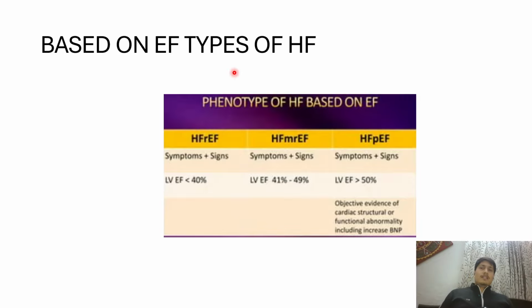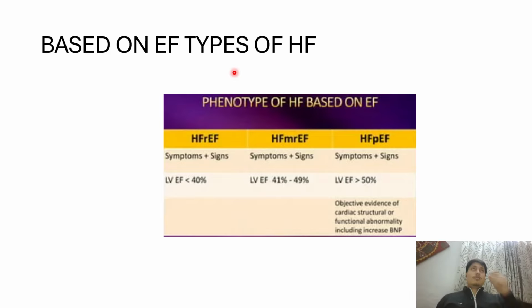Based on the ejection fraction, heart failure can be divided into three. One is HFrEF, second is HFmrEF, and third is HFpEF. HFrEF is reduced ejection fraction, HFmrEF is mildly reduced ejection fraction, and HFpEF is preserved ejection fraction.